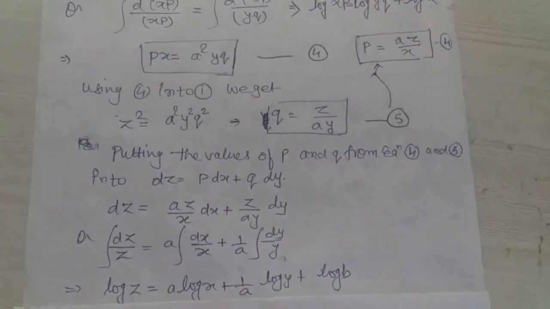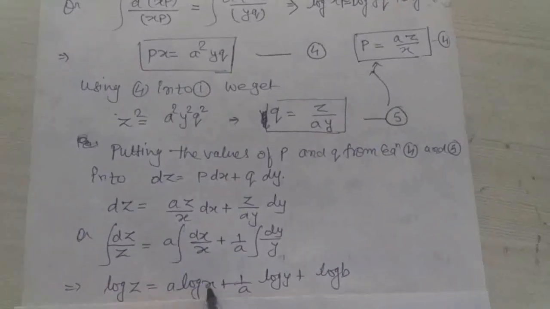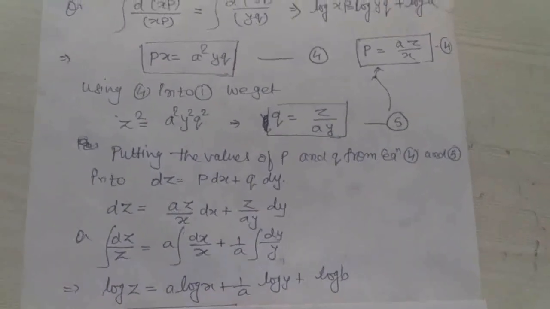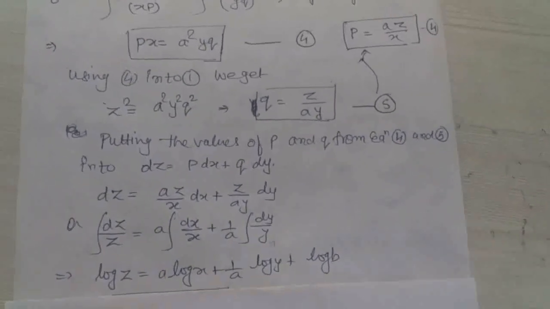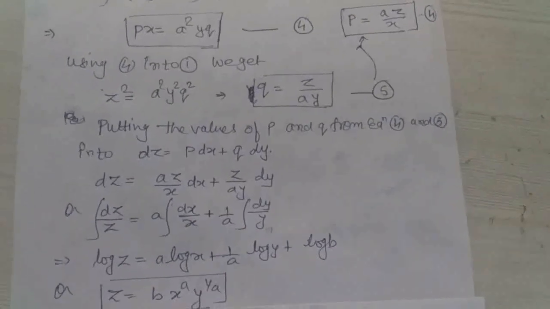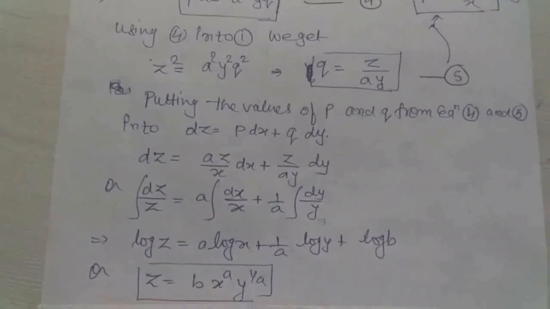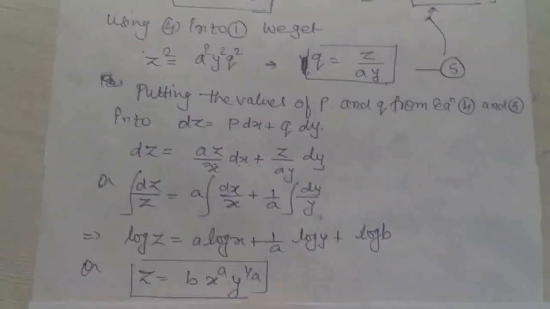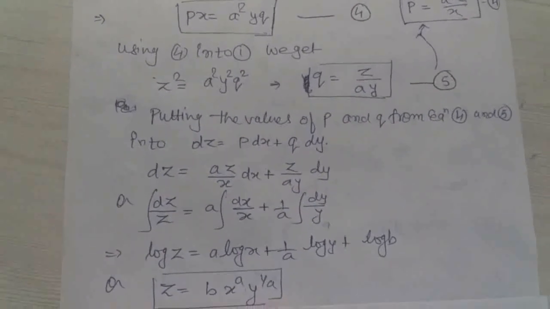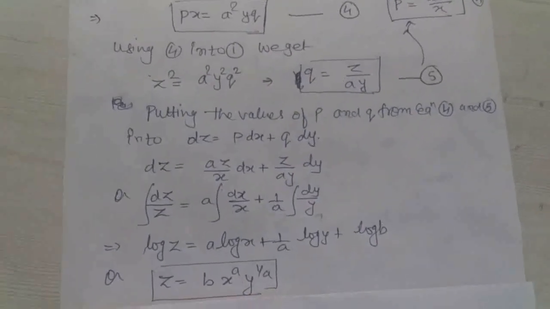So its integral is log z equal to a log x plus 1 upon a times the integral of dy upon y, which is log y, plus a constant of integration log b. Now apply the properties of log. We get z equal to b times x to the power a times y to the power 1 upon a. So this is the complete integral of the given equation, and this is how we apply the Charpit method to obtain the complete integral of non-linear partial differential equations. So thank you.